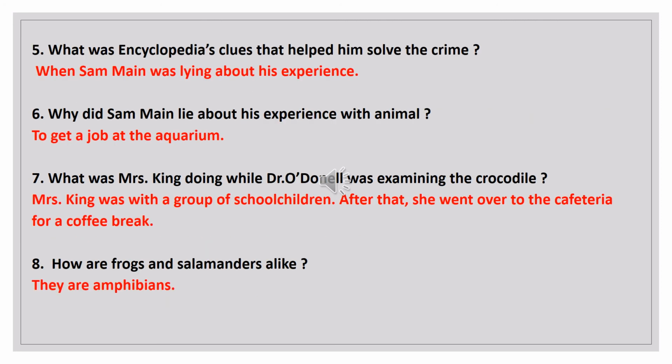What was Encyclopedia's clue that helped him solve the crime when Sam Main was lying about his experience? Do you remember when he said about Fred it was a lizard and it was amphibians? Number 6, why did Sam Main lie about his experience with animals to get a job at the aquarium? What was Mrs. King doing while Dr. O'Donnell was examining the crocodile? Mrs. King was with a group of school children. After that, she went over to the cafeteria for a coffee break. Number 8, how are frogs and salamanders alike? Both are amphibians.